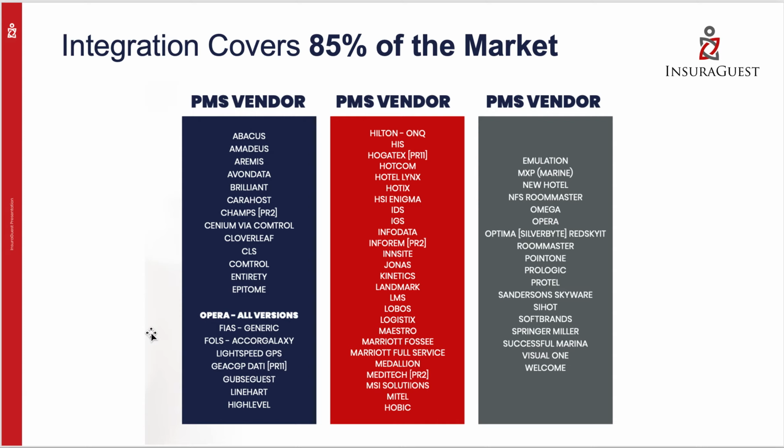These are the property management systems that we cover. We've added more to this, so we actually cover more like 95% of the market. But you can see all the big boys are in there. You've got Hilton, Marriott, Hotel Logix, OnQ, Oracle, which is the Opera. All versions of the Opera system, by the way, just not the one. Omega, you name it, we're there.